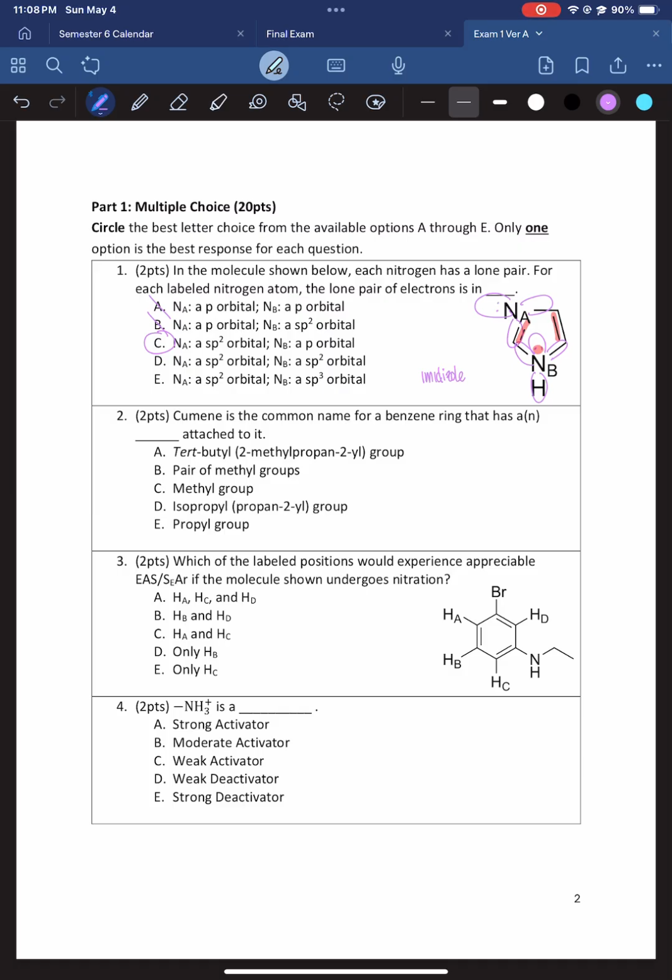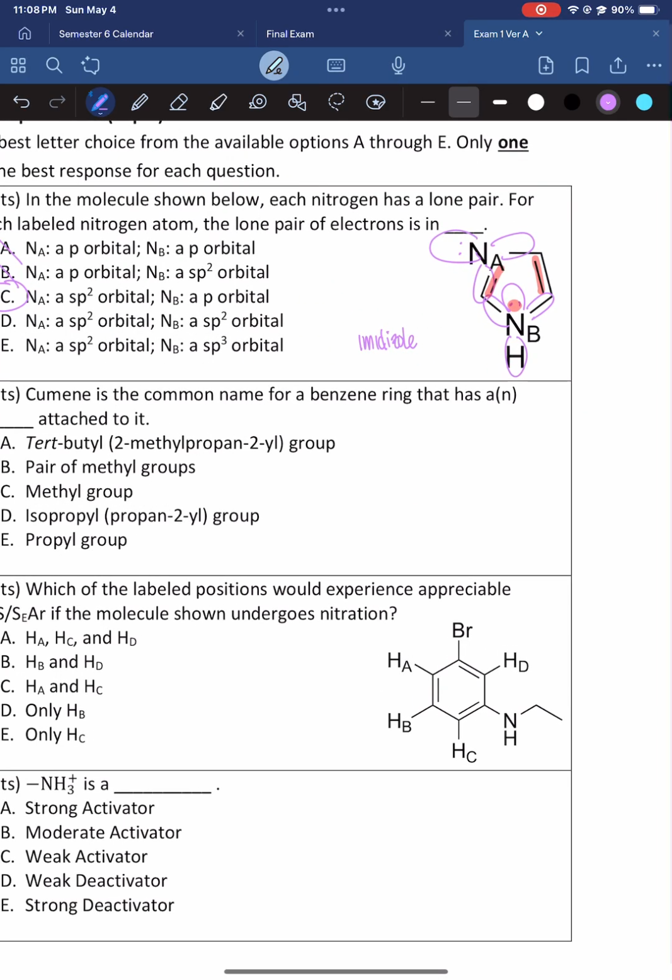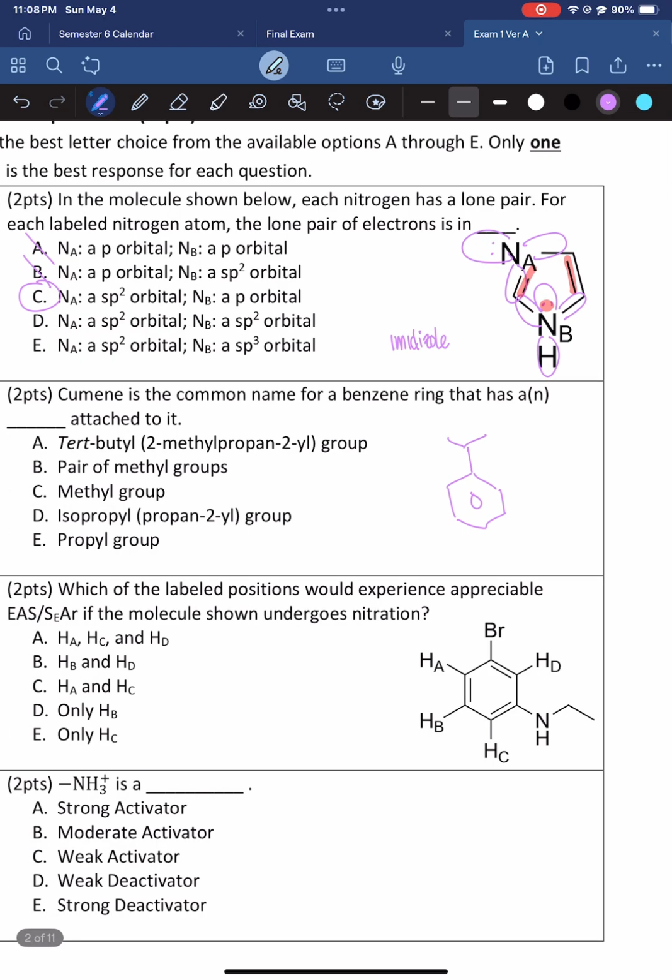Cumene is a common name for a benzene ring that has a blank. This is basically testing, do you know what this common molecule is? If you have it memorized, cool. If you don't, then you are screwed. So cumene is going to look a little something like this. It literally says it has a benzene ring, and in this case, it has this group coming off of it. Once we know that, we can go off of these answer choices.